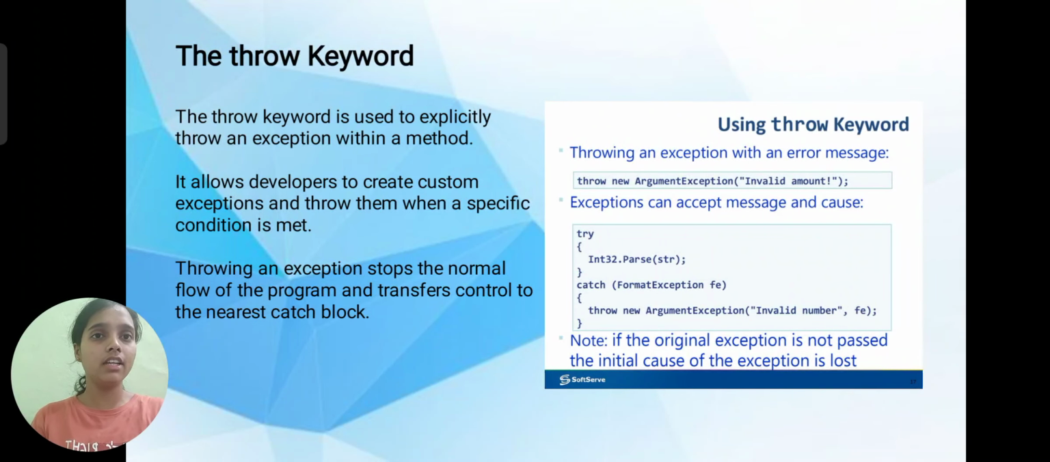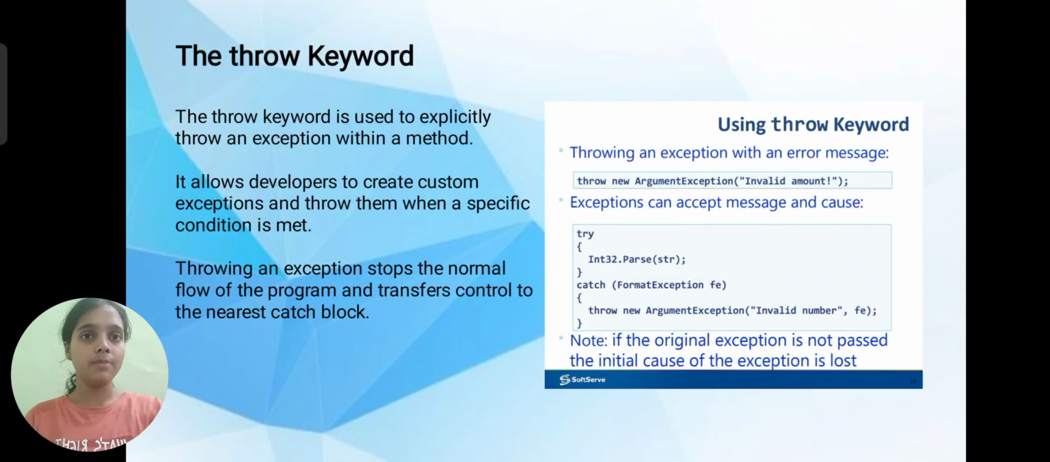Now the other keyword is the throw keyword. The throw keyword is used to explicitly throw an exception within a method. It allows the developers to create a custom exception. Now, throwing an exception stops the normal flow. Like previously discussed, this exception handling is used to handle the exception so that the normal flow of the program is not disturbed.